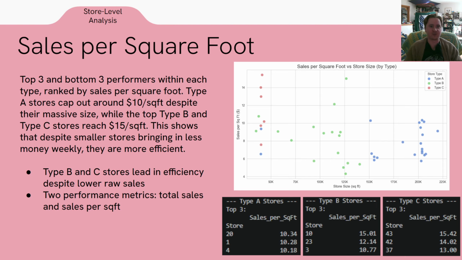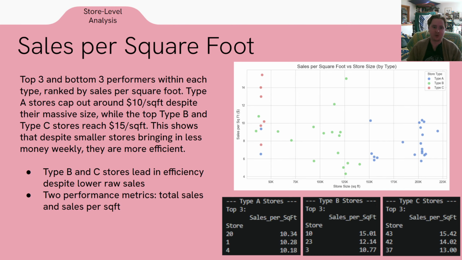This is valuable because it changes how you might think about store performance. A small type C store doing $500,000 a week looks unimpressive next to a type A doing $2 million. But if it's pulling $15 per square foot, it's actually outperforming the larger store on a per space basis. This insight is important for decisions like where to invest in expansions or where to study what's working.